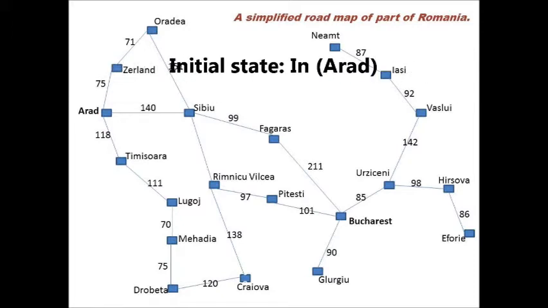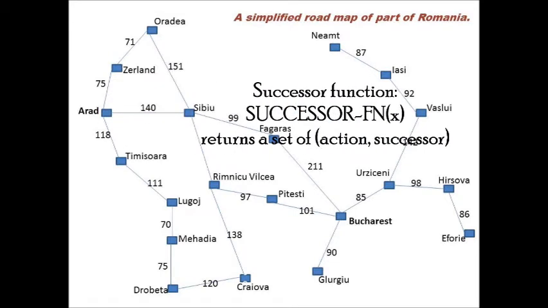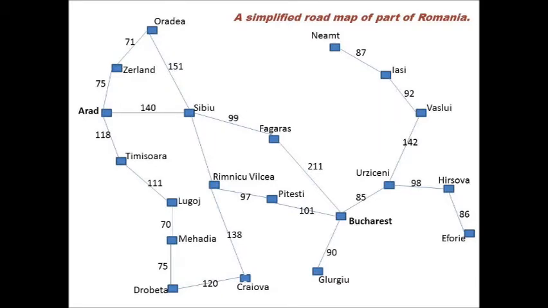The initial state for our agent in Romania may be described as In(Arad). The successor function, given a particular state x, SUCCESSOR-FN(x) returns a set of action-successor ordered pairs, where each action is one of the legal actions in state x and each successor is a state that can be reached from x by applying the action. The goal test in Romania is the singleton set {In(Bucharest)}.